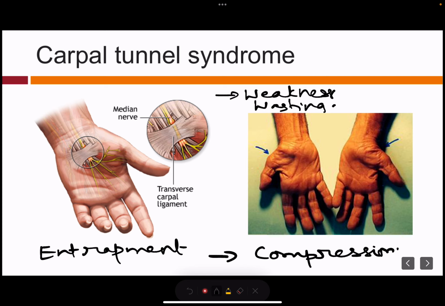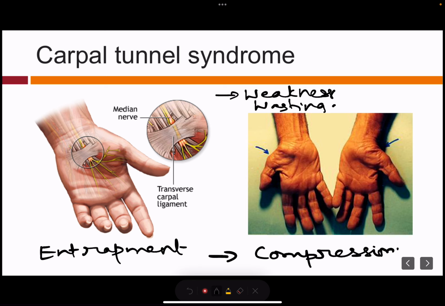All right, so this is basically manifested by weakness and wasting of the thenar muscles, because we have these thenar muscles supplied by the recurrent branch of the median nerve. There is also a loss of opposition because the opponens pollicis muscle is weakened. So the thenar eminence muscles such as the abductor pollicis brevis, flexor pollicis brevis, and opponens pollicis are all weakened, and therefore the thumb cannot function properly.